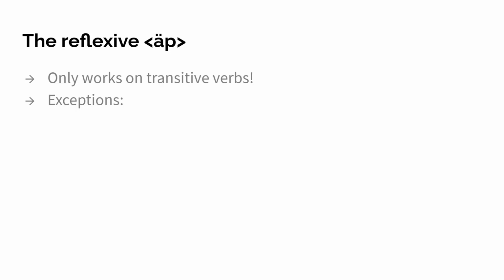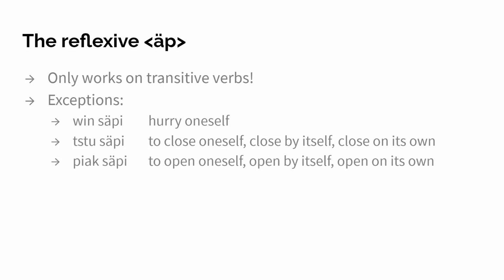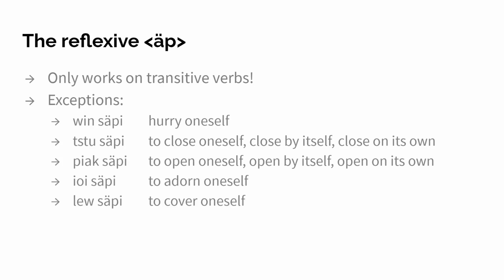So there are certain C verbs that can be used with ab, but these are only these 5: win seppi, to hurry oneself; stu seppi, to close by itself, close on its own; piak seppi, to open oneself, open by itself or open on its own; ioe seppi, to adorn oneself; and leo seppi, to cover oneself. These are the only 5 intransitive verbs you can use ab with. They are also in the dictionary like this, so that's the way you can see that it's actually possible. For all other verbs, if they're intransitive, you cannot use ab with them.